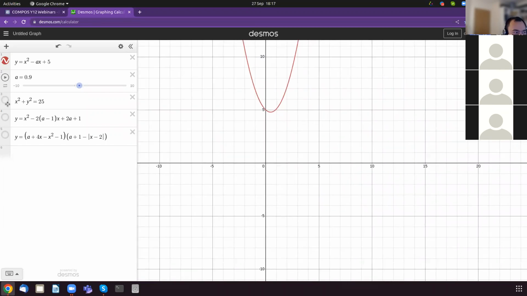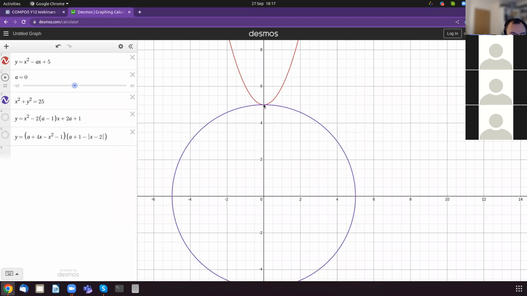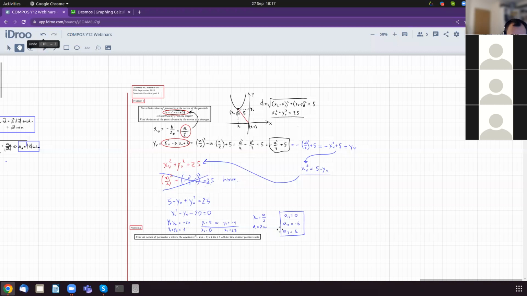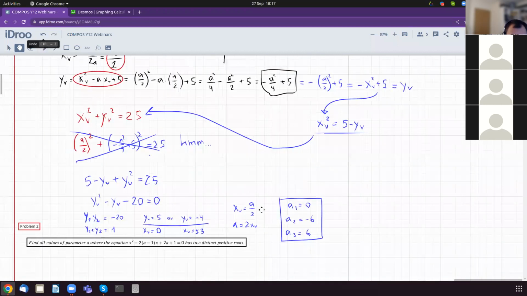To emphasize, the vertex is 5 away from the origin. Well, that's a circle, isn't it? That's a circle of radius 5. So let's see what happens when a is 0. Yeah, the vertex is on the circumference. When a is 0, x is 0, y is 5.